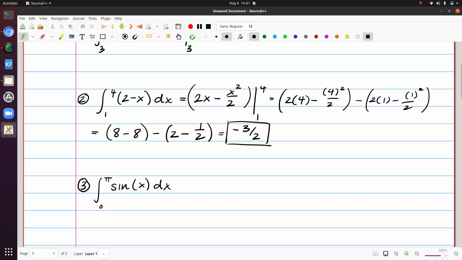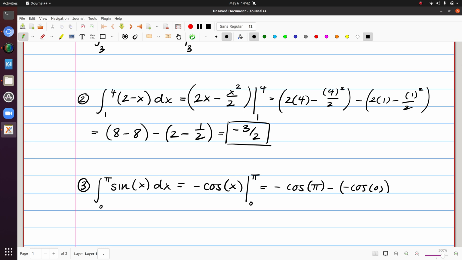For this next one here, the function sine of x is, again, continuous from 0 to pi. The antiderivative of sine of x is negative cosine of x. And we're evaluating that from x equals 0 to x equals pi. So we're going to get negative cosine of pi minus a negative cosine of 0.